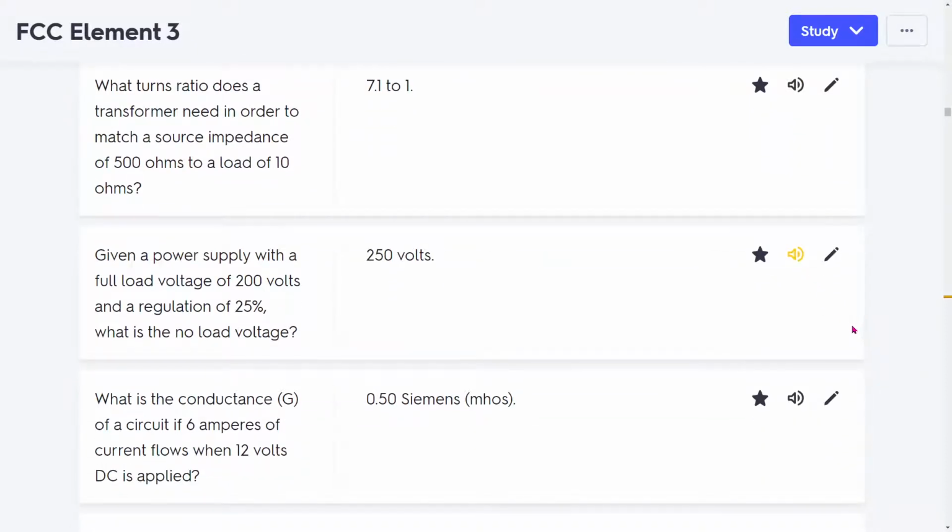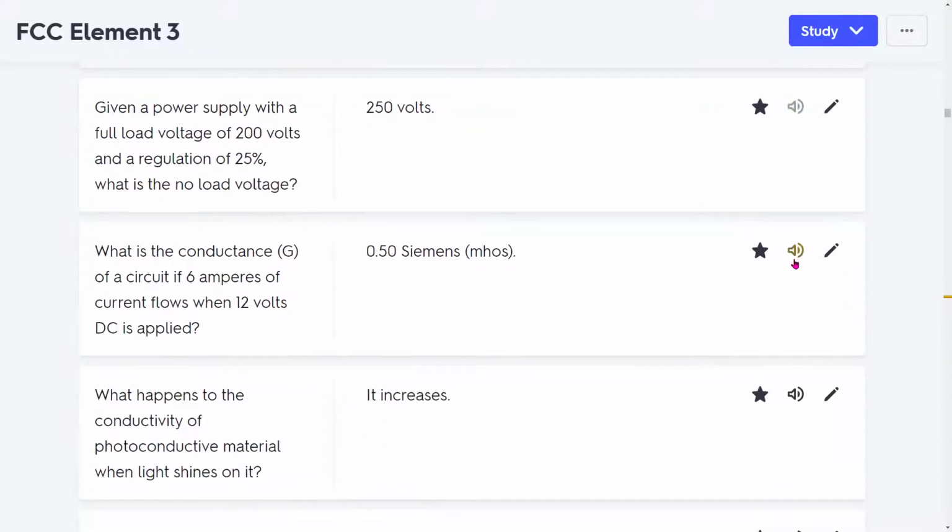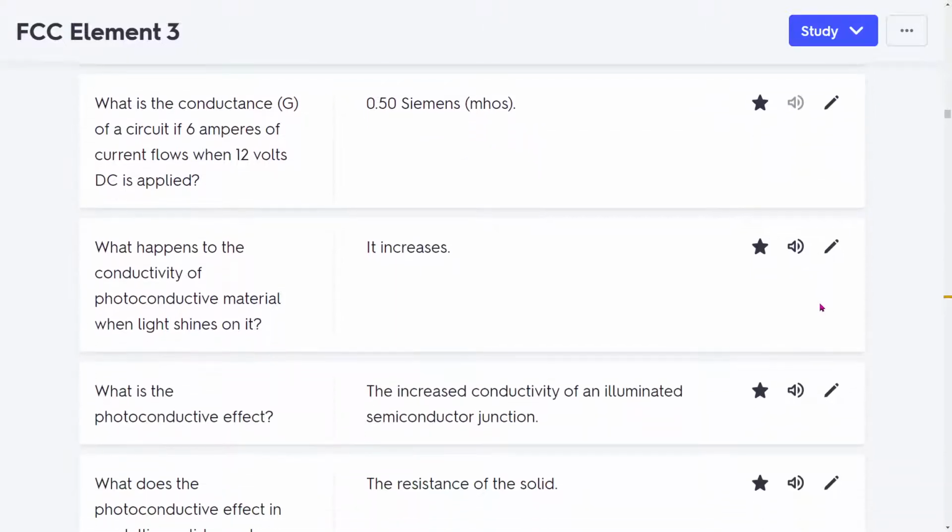Given a power supply with a full load voltage of 200 volts and a regulation of 25%, what is the no-load voltage? 250 volts. What is the conductance of a circuit if 6 amperes of current flows when 12 volts DC is applied? 0.50 Siemens.